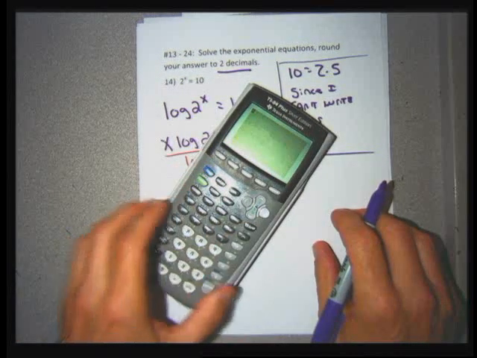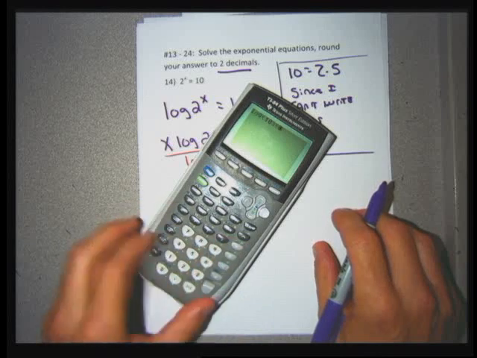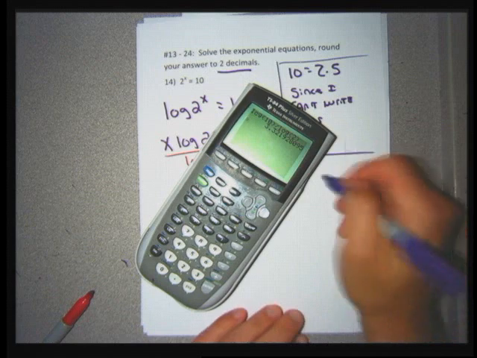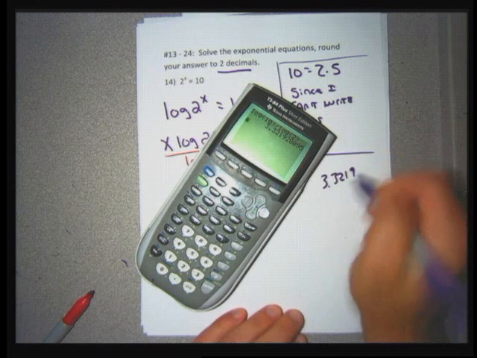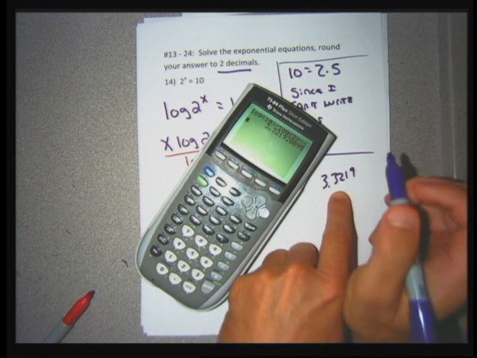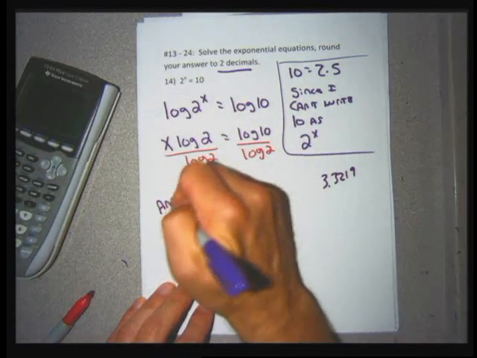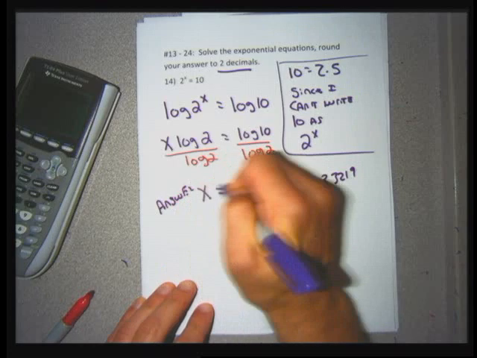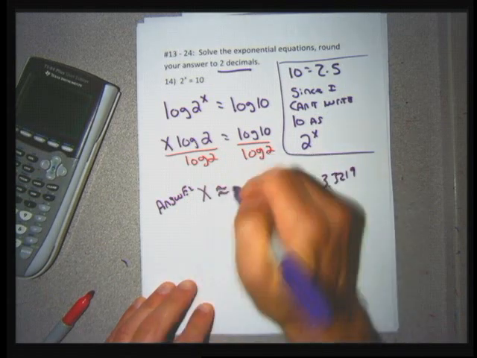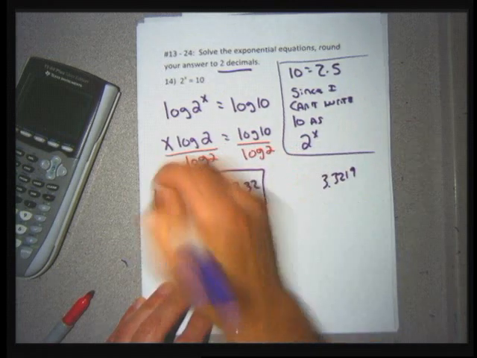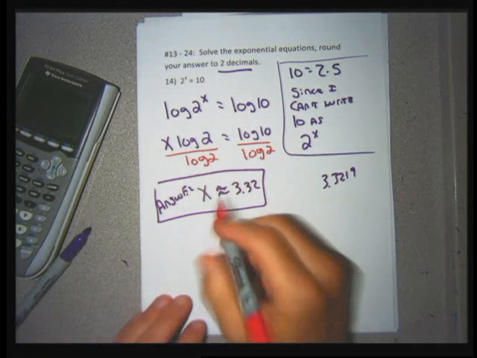So to do this, I'm going to go log of 10 divided by log of 2. I get 3.3219. Rounding to 2 decimals, I'm going to write 3.32. And so for my answer, it's a rounded answer, so I should probably put a squiggly, meaning it's not an exact answer, is 3.32. I'm going to check, but my checking is not going to come out perfectly because my answer is rounded.